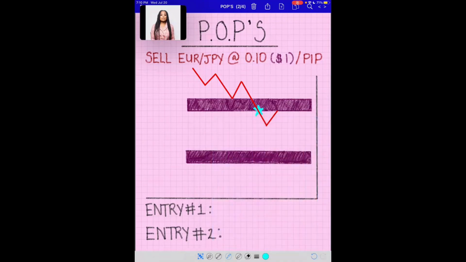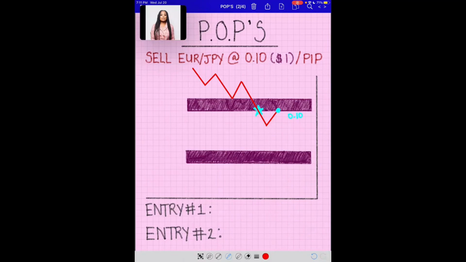Now, if price respects this level of support and cannot break back through it, we know that this is the perfect time for us to get our first entry on this trade right here at this blue dot. All right, so we would get in with a 0.10.